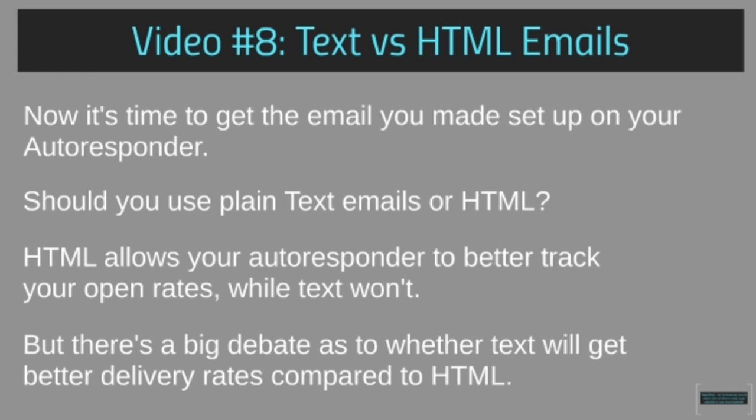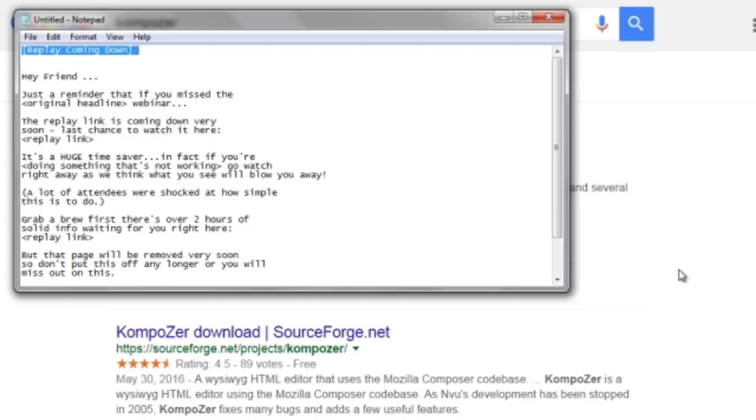Now, there is a big debate as to whether text will get better delivery rates compared to HTML. But we found that at the end of the day, if you can use HTML emails, great. If you have to stick with plain text, that's fine. So either way, I want to show you how to create both, so that whatever route you take, you can figure out how to set things up correctly. This is actually very, very easy to do.